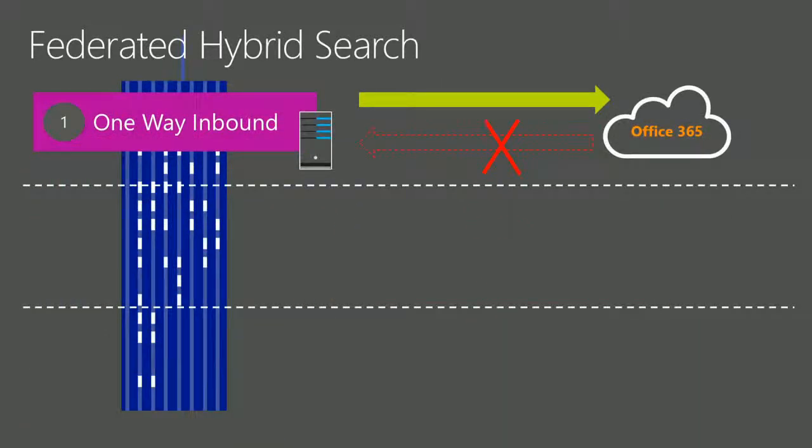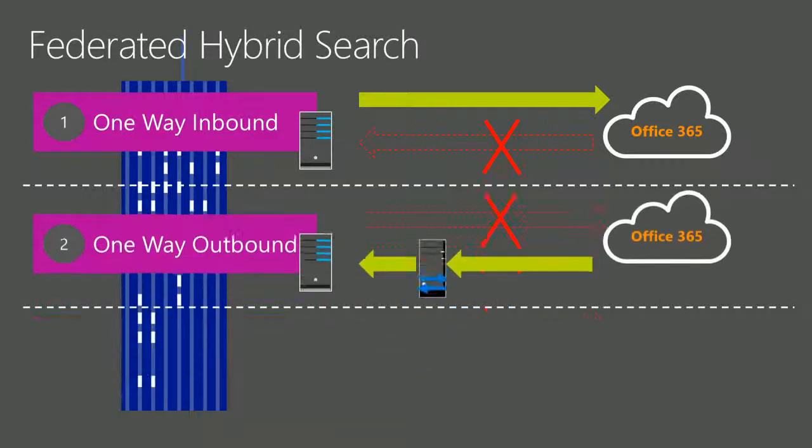We can actually do 3 different modes when it comes to federated search, this federated query model. The first is one-way inbound. This means that if I'm in the on-prem search center, I can get on-prem results as well as cloud results, Office 365, SharePoint Online search results. Second is one-way outbound, which means if I'm in a search center in Office 365, I can get on-prem results as well as the Office 365 results within that search center.